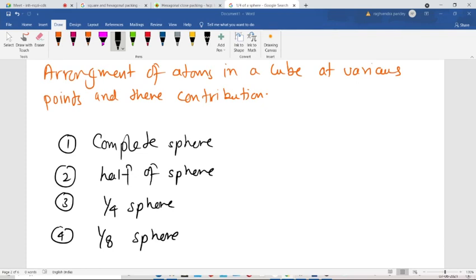Now we talk about 1 by 8 sphere. So 1 by 8 sphere fits at the corner. Suppose it's the corner of the cube, the x, y, z axes. So suppose this is the corner. It fits at the corner. That is your 1 by 8 sphere. So it fits at the corner. Always remember that.